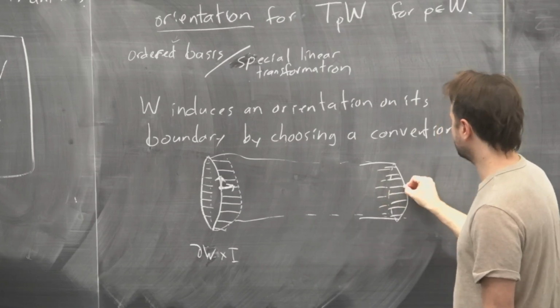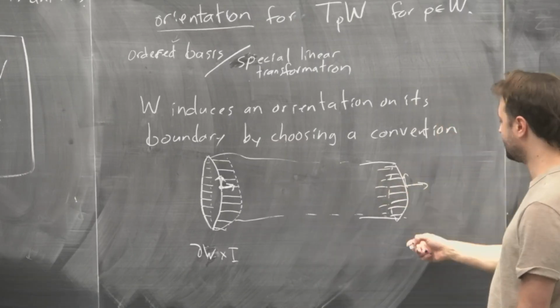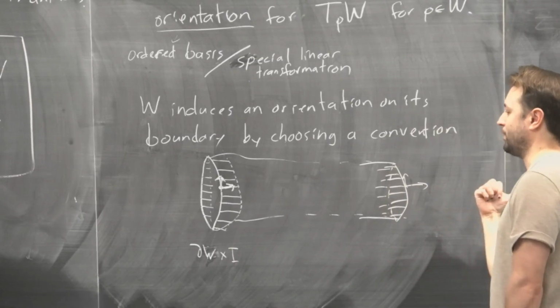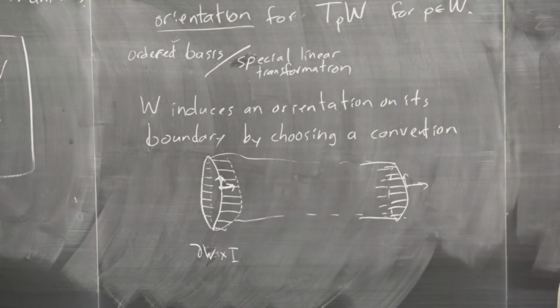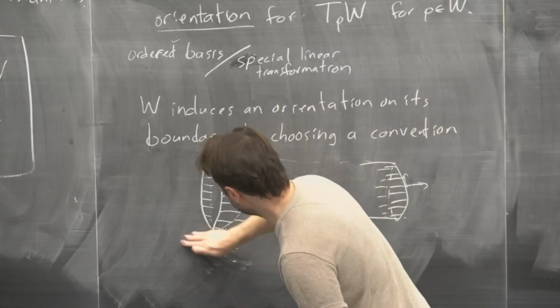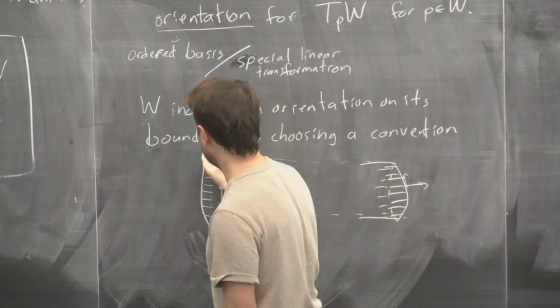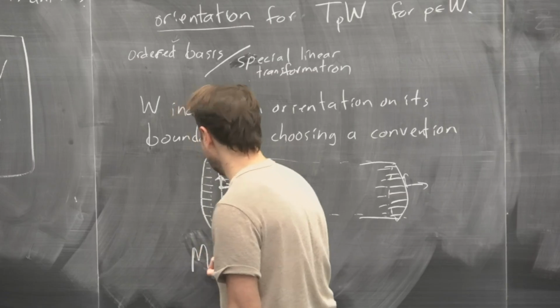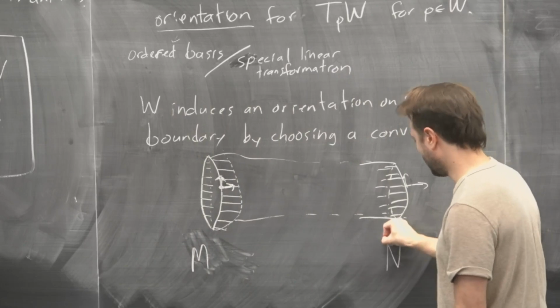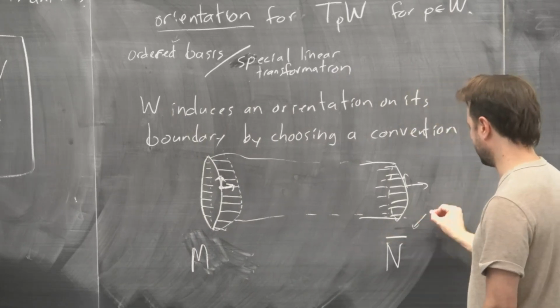So if you take the orientation for your manifold N, and now you add the outward pointing normal vector, that's supposed to give you a positive orientation for W. So this side of the manifold would be M, and then this side of the manifold would be N, and then I draw a bar over it to denote opposite orientation.